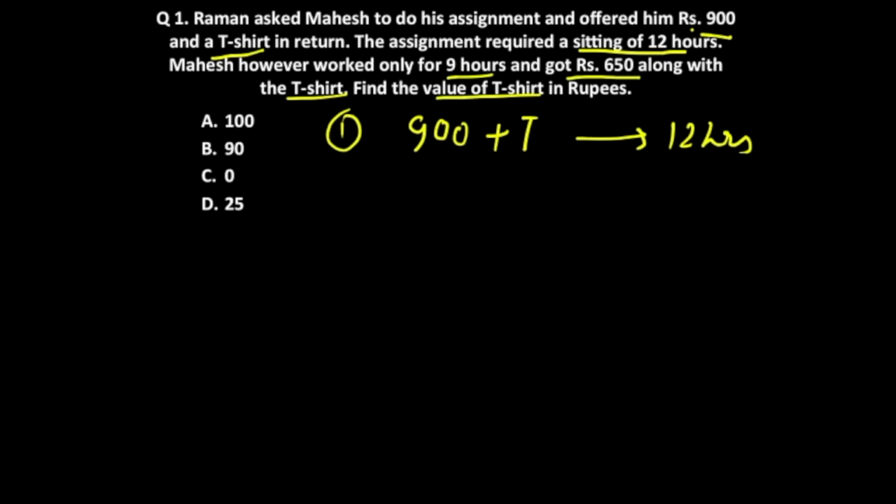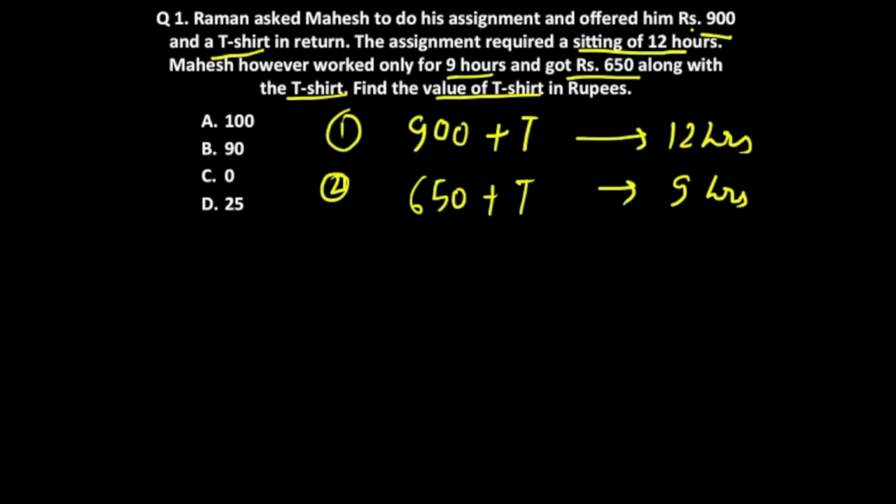Next, when we read the next statement, we'll get our next equation. I'll write 2 over here. It says that he has worked for 9 hours. We'll write the time part over here: 9 hours and he is getting 650 rupees plus the t-shirt. So this makes our equation quite simple because we have just one variable and we can easily find the answer.